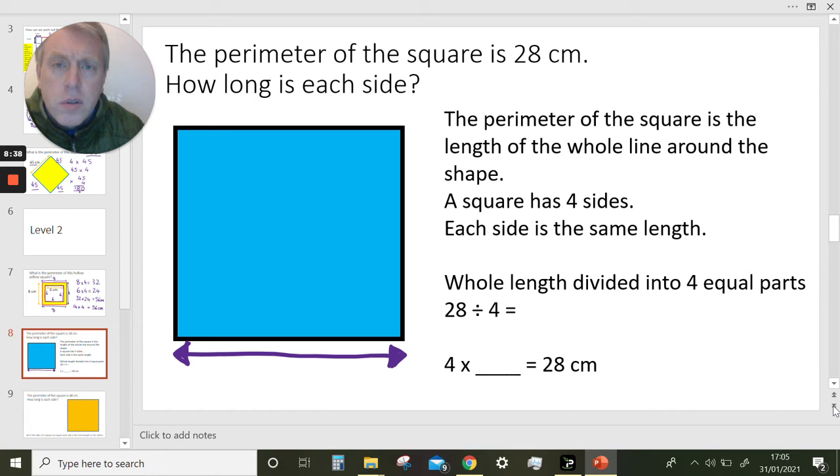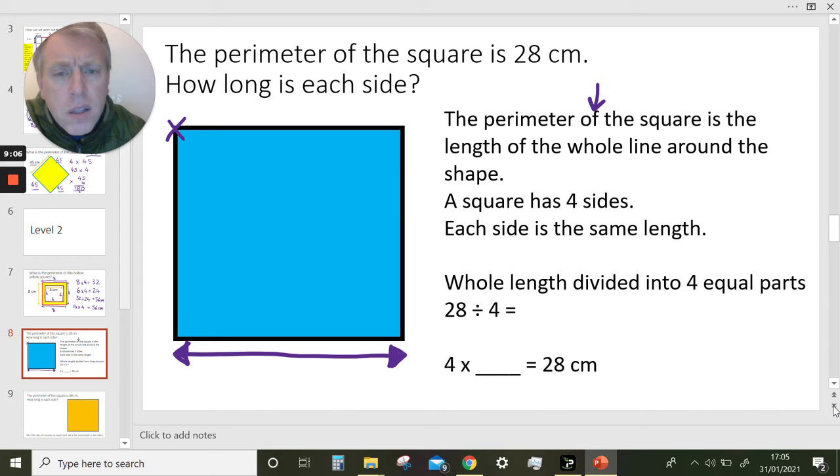Have a go. I hope you did have a go. Did you read what I'd written down here to give you a clue? The perimeter of the square is the length of the whole line around the shape, isn't it? It starts here, it goes all the way around and comes back. That's the perimeter. The length of the whole line that goes all the way around.